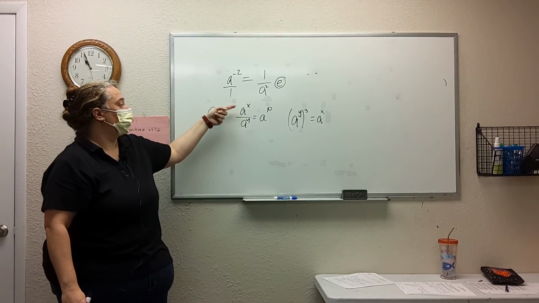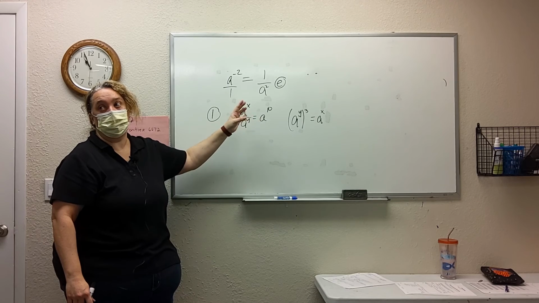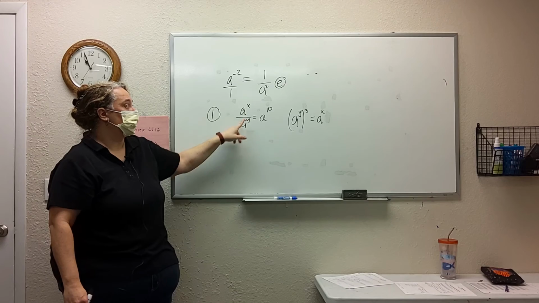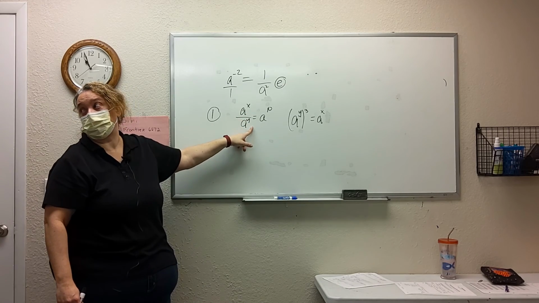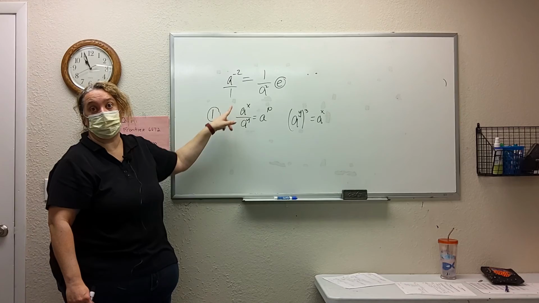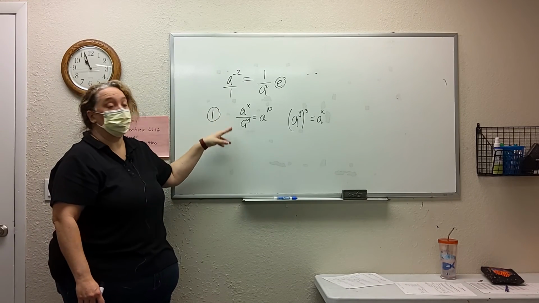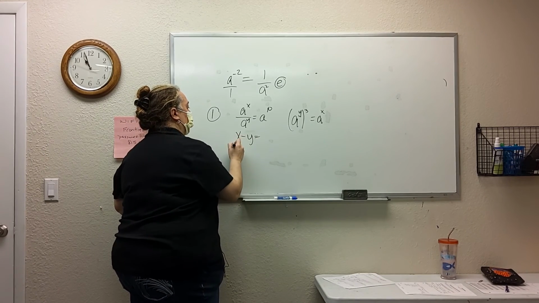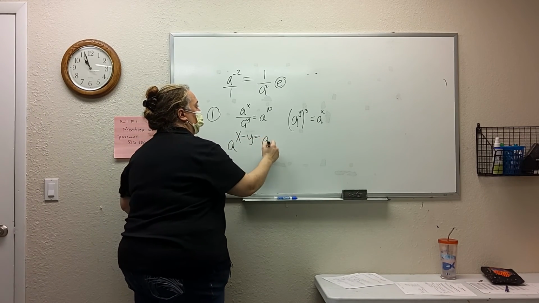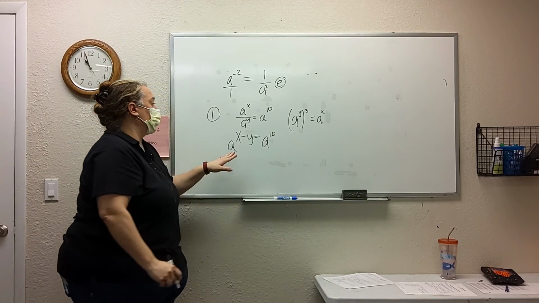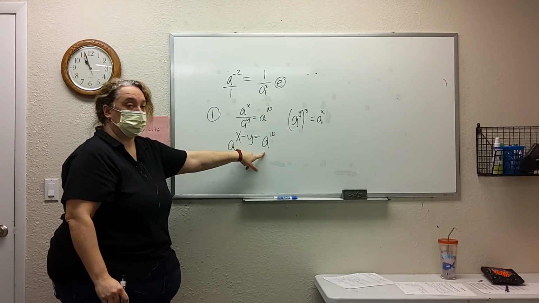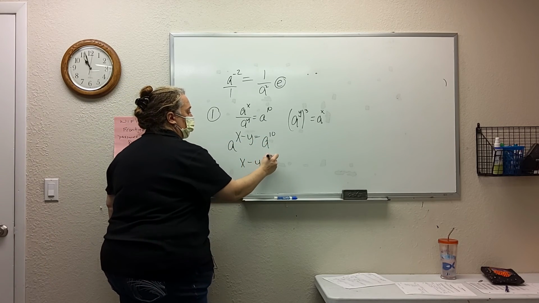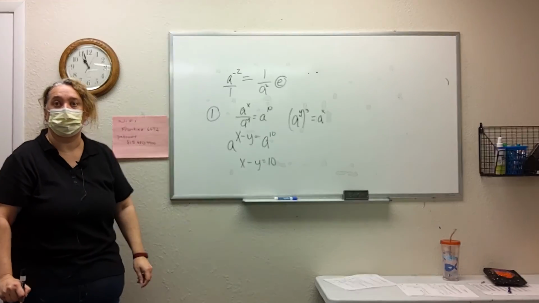Let's start with the first one. Your bases are the same. Everything's a's. So that means if I'm dividing things that are the same base, then my rule is that I subtract my exponents, right? If I had x to the fifth over x to the third, I would do 5 minus 3. No different with letters. I'm still going to subtract my exponents. So a to the x minus y has to equal a to the 10th. Well, if my bases are the same, if my a's are the same, then my exponents are also going to have to be the same. Therefore, x minus y must equal 10. Just a little bit of logic. Okay.